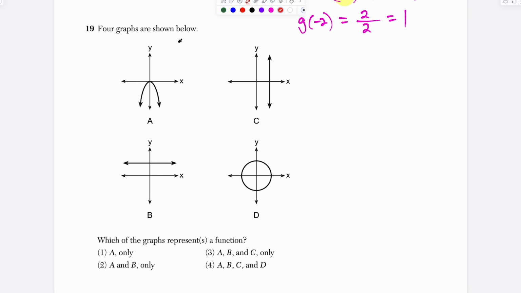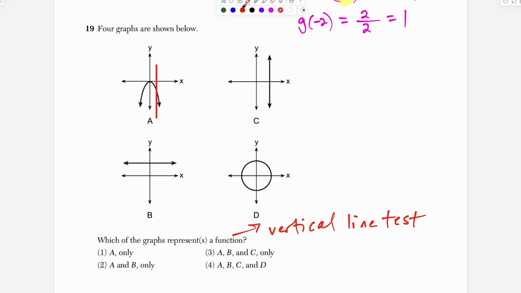Question 19, 4 graphs are shown below. Which of the graphs represent or represents a function? So for this, it helps to know the vertical line test. So the vertical line test is a nice way to determine if a graph represents a function. And the way it works is you draw a vertical line through the graph. And if you could draw a vertical line at any place on the graph and it only touches the graph at one location, then that graph would represent a function.